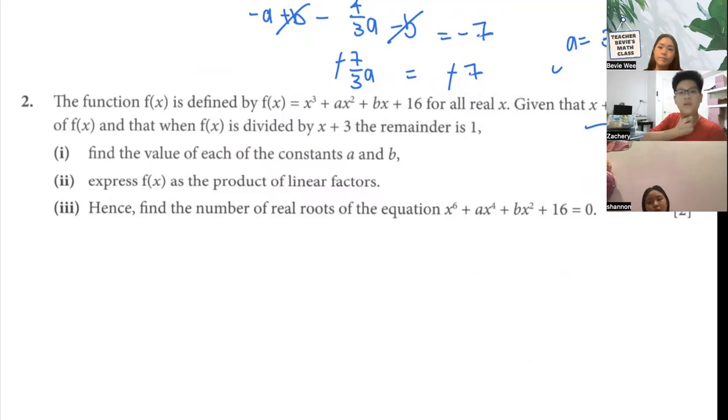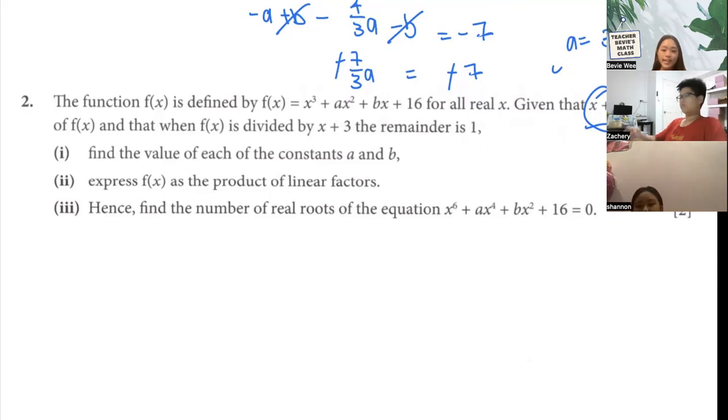Sub in any number that makes the equation equal to 0. So, negative 4. And I will equate it to 0 in this case. This is called what theorem? Factor theorem.